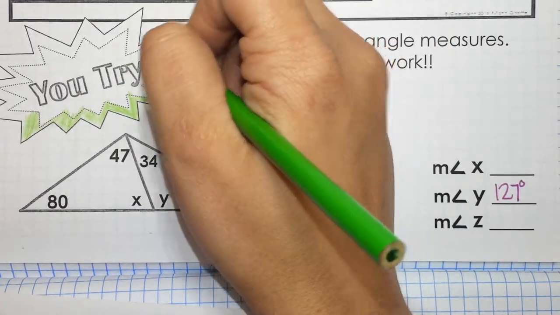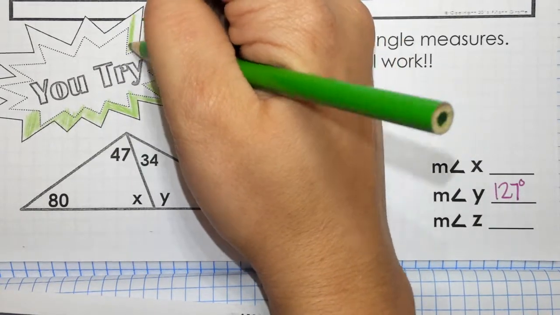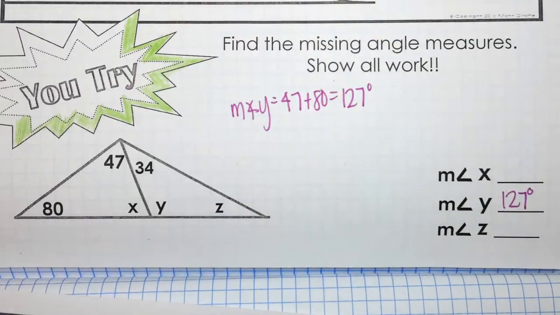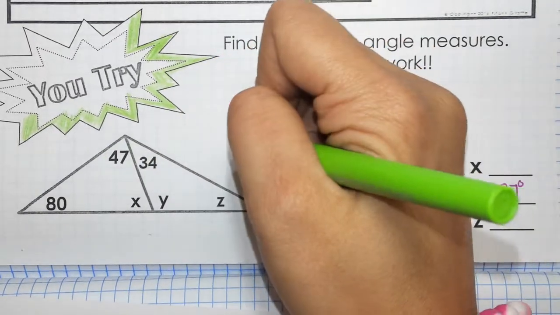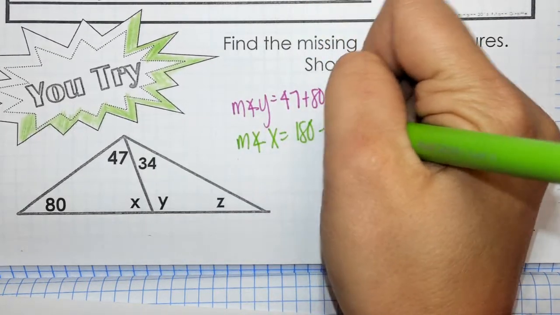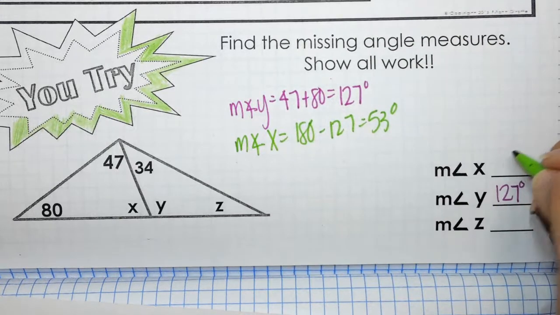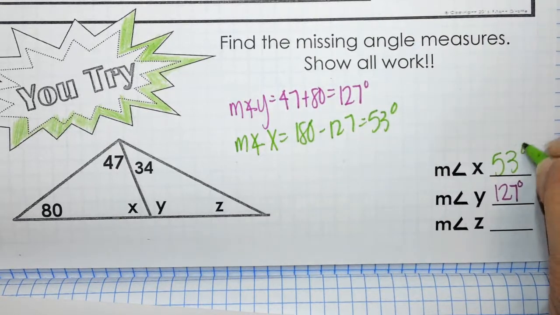Are we ready? Okay, so what's the measure of angle X? 53. How'd y'all get 53? 180 minus 127. Look at us go. Did you show your work like it told you to? What if I counted off if you didn't show your work?